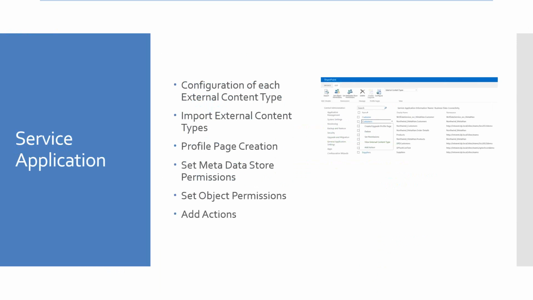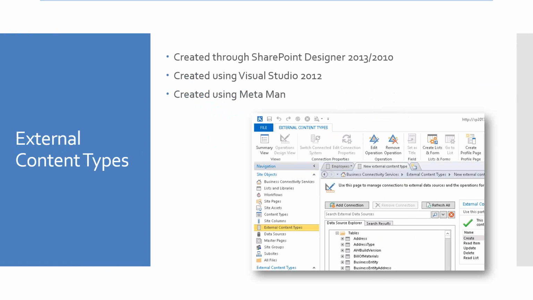The service application we'll have a look at in a moment. That's where the Business Data Connectivity service application is, where we're going to import the BDC model into. From there, we can go and set permissions for the data. We can create these things called profile pages and so on, and also create custom actions.